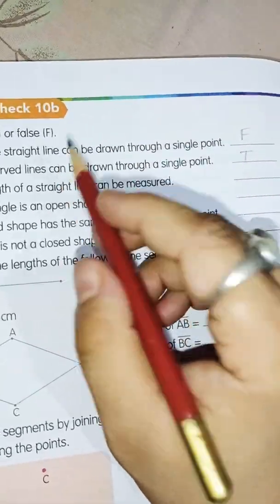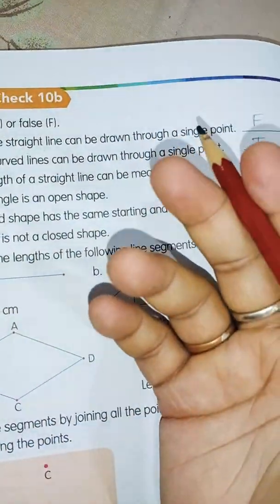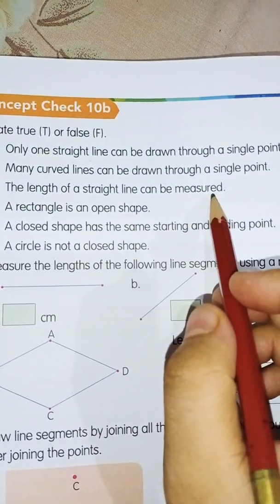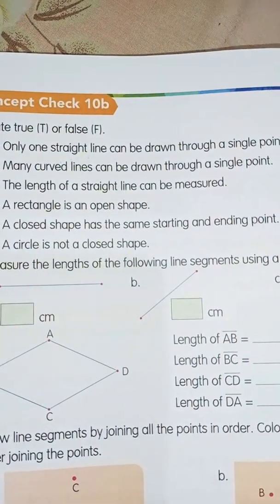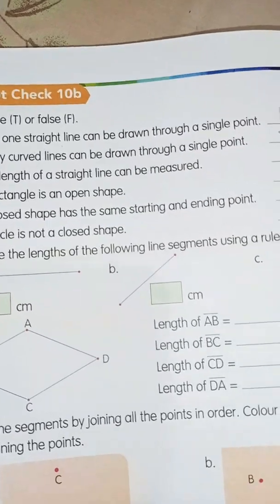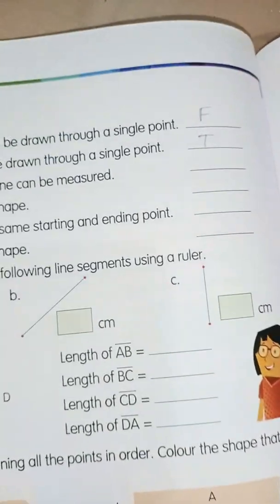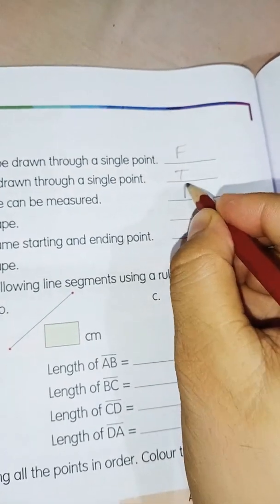Like many straight lines can be drawn through a point, similarly many curved lines also can be drawn. The length of a straight line can be measured. That is false. We have discussed in the previous class also that a line does not have any fixed length. So you cannot measure the length of a line. So that is why it will be false.